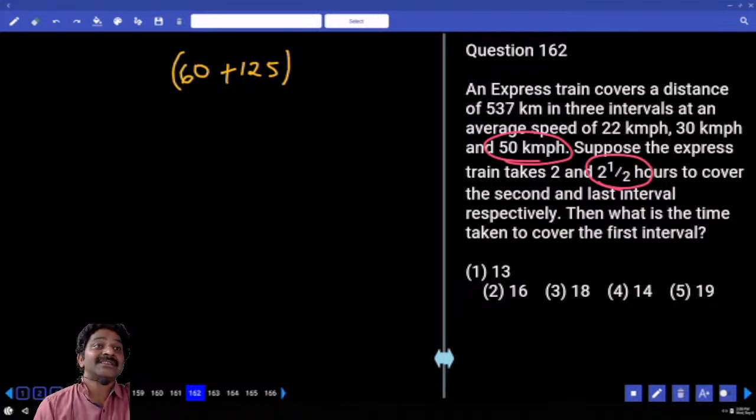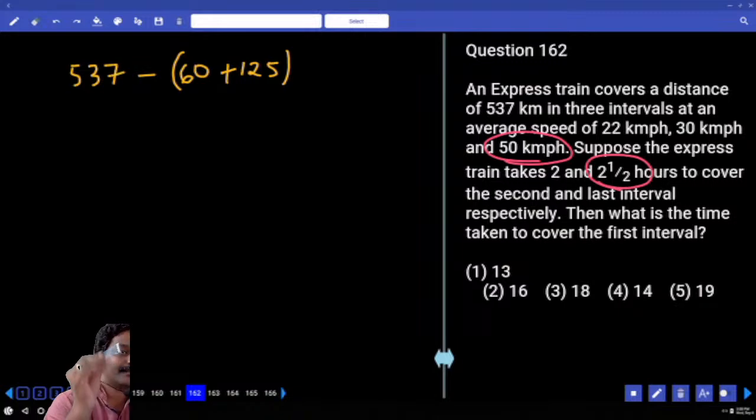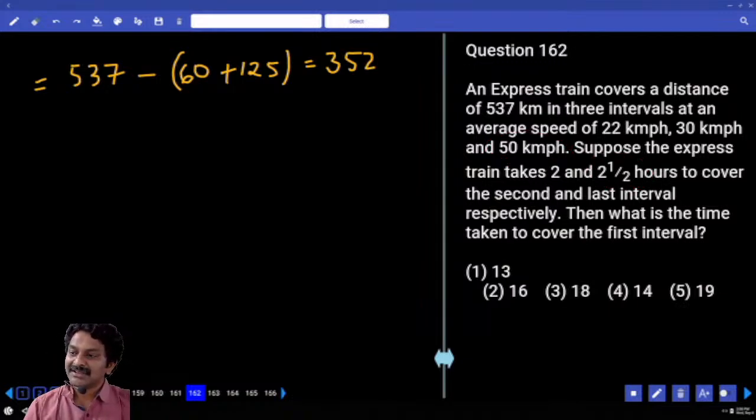So this is the distance covered in second interval and third interval. To calculate distance covered in first interval, this must be subtracted from 537 only. Right, let's calculate. How much is this value? 185. Instead of 185, you subtract 200, add 15 later. 352.